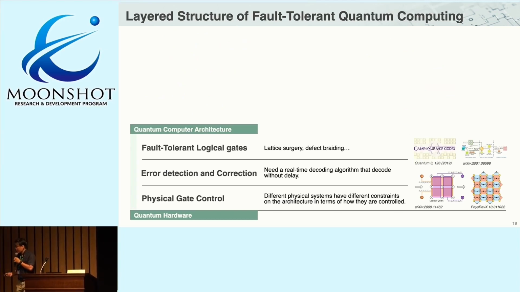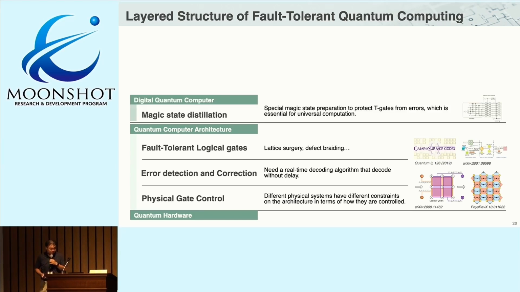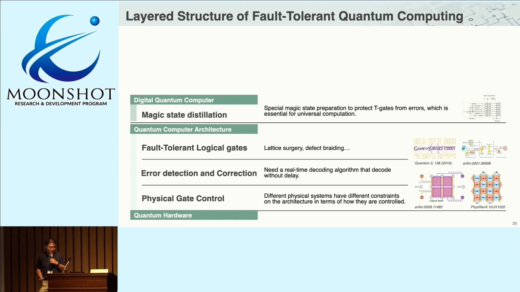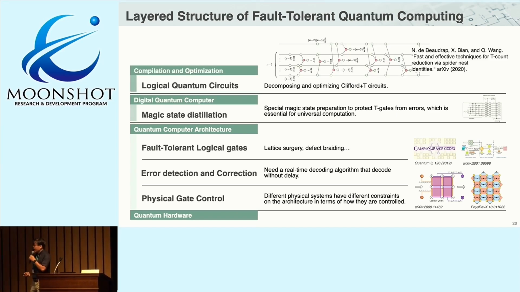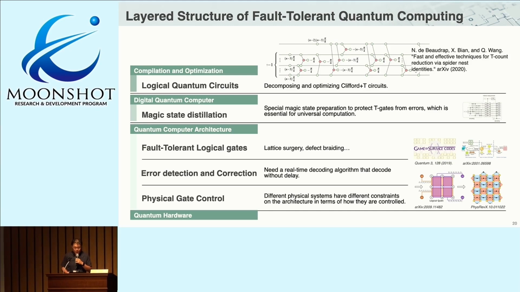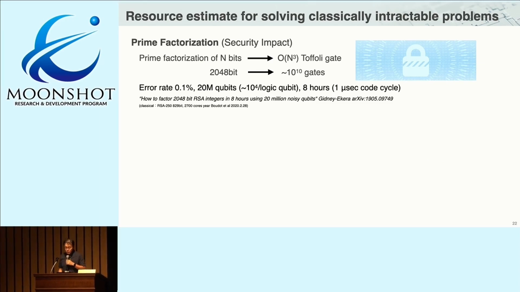And then after the quantum error correction, we can perform fault-tolerant logical gate operation by lattice surgery or defect braiding and so on. And as I said, in order to achieve universal quantum computation, we need additional care, magic state distillation for the non-Clifford operation. And after that, above this layer, we can see the quantum computer as a digital quantum computer, where the accuracy of each logical operation is guaranteed. And then, in order to implement a quantum algorithm, we have to decompose, compile and optimize the quantum algorithm into the elementary logical operations. And then finally, we can perform quantum algorithms: factoring, machine learning, quantum chemistry, condensed matter physics, and so on.